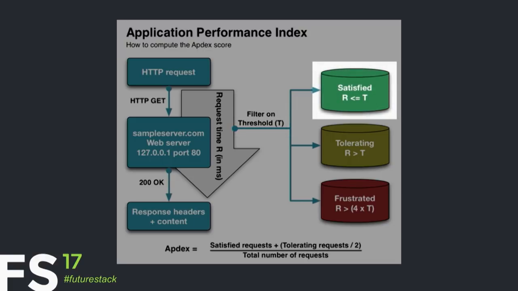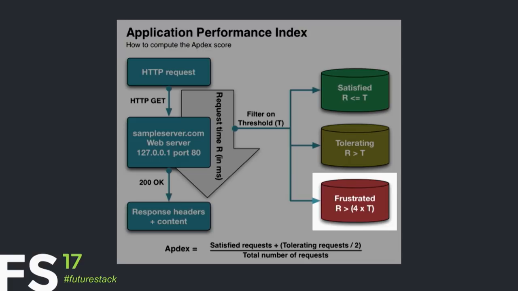If it's within half a second, great. We'll say that is a satisfied transaction. If it's over half a second, we say that's a tolerating transaction. If it's really slow, if it's taking 4 times the T value to complete, so in this case 0.5 times 4 is 2 seconds, so if it's taking more than 2 seconds, then we say that's a frustrated transaction.